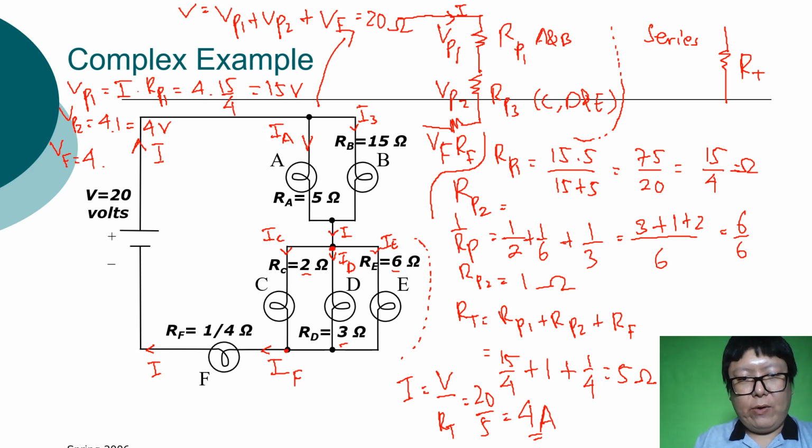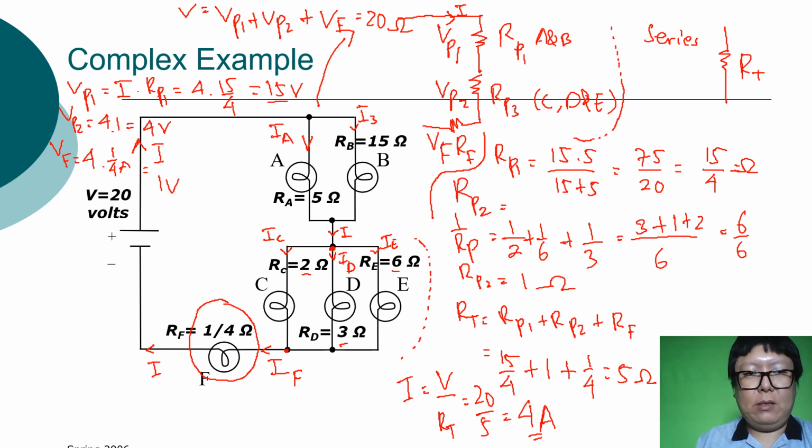the I is 4. Yeah, 4 amps flow here. Okay, 4 amps times 1 per 4 ohm. Then you get 1. And make sure to check the total must be 20. Yeah, 15 plus 4 plus 1. Done, 20. Okay, then you get the VP1, VP2, and VF.